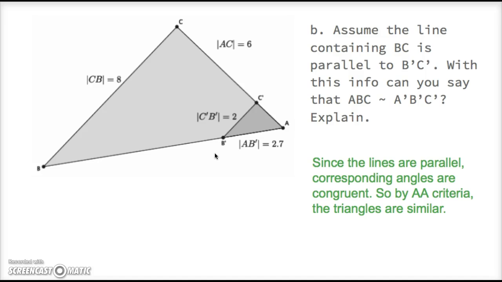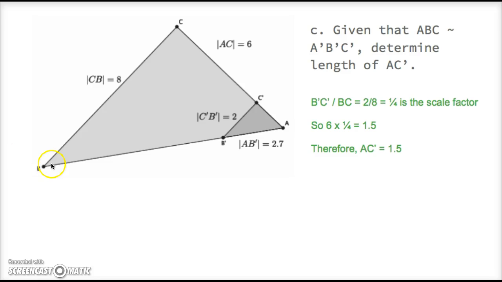So then using that, moving on to part C, we're actually going to start finding the lengths of the missing sides. So part C, we know that they're similar, so we want to figure out the length of side AC prime, which is this short length right here. In order to do that, we first had to figure out what the scale factor was. So I took the new length, B prime, C prime, and I divided that by the original, BC. B prime, C prime was 2, BC was 8. 2/8 reduces to 1/4. So your scale factor is 1/4.